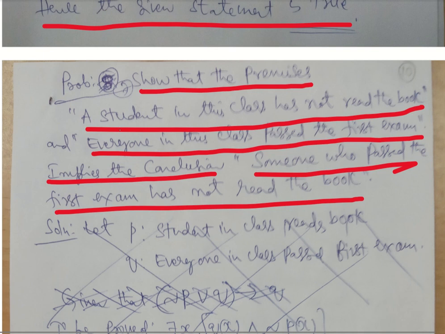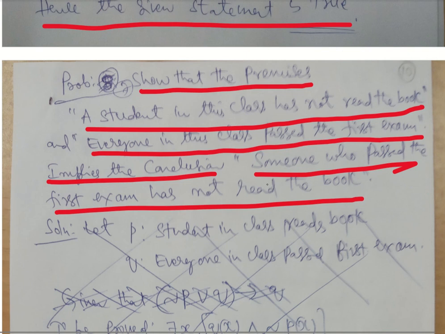There are two statements actually here. A student is in class and has not read the book, because in a class there might be 100 students. All might not be reading, some might read, some might not. So a class is different, a student not reading the book is different. Then everyone in this class passed the first exam. So each student in the class passed the first exam. Whether it can imply the statement: someone who passed the first exam has not read the book.